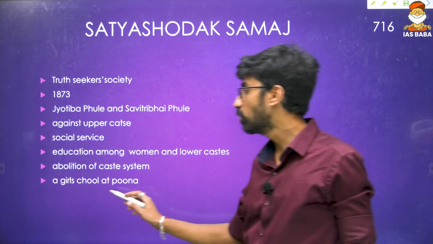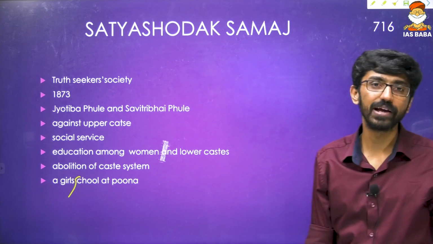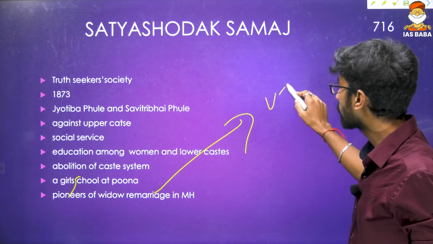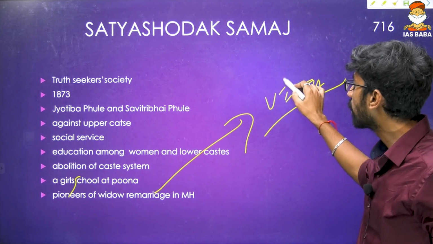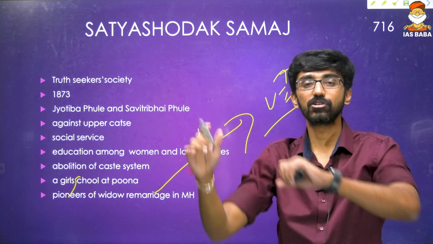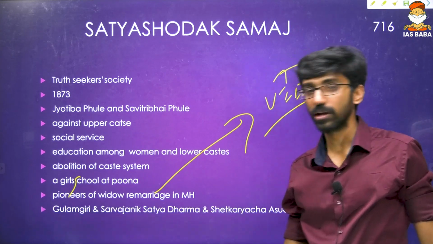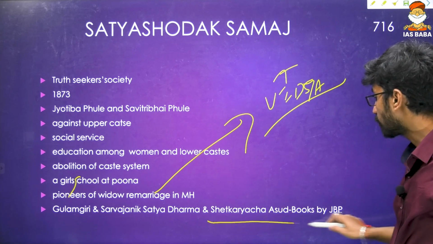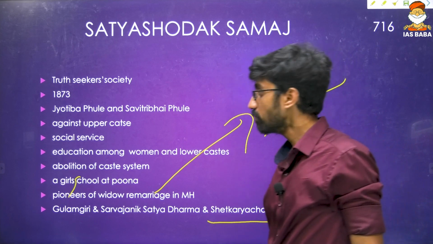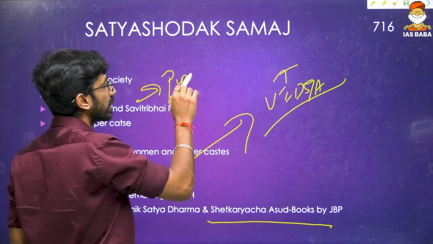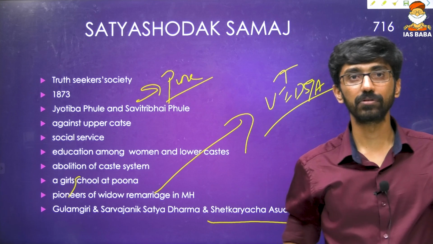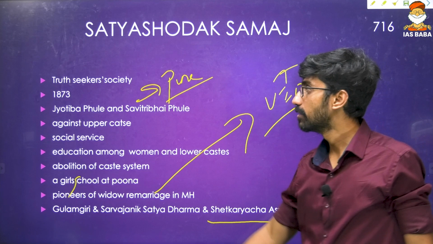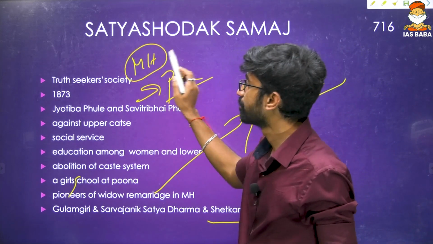They established a girls' school at Pune and were pioneers of widow remarriage in Maharashtra. Widow remarriage in the Bengal region was led by Ishwar Chandra Vidyasagar, but in Maharashtra the pioneers were Jyotiba Phule and Savitribai Phule. Some of the books written by Jyotiba Phule are Gulamgiri, Sarvajanik Satya Dharma, and Shetkaryacha Asud. Of course, Pune University is also called Savitribai Phule University. So this is Satyashodhak Samaj, an anti-caste movement, majorly in the Maharashtra region.